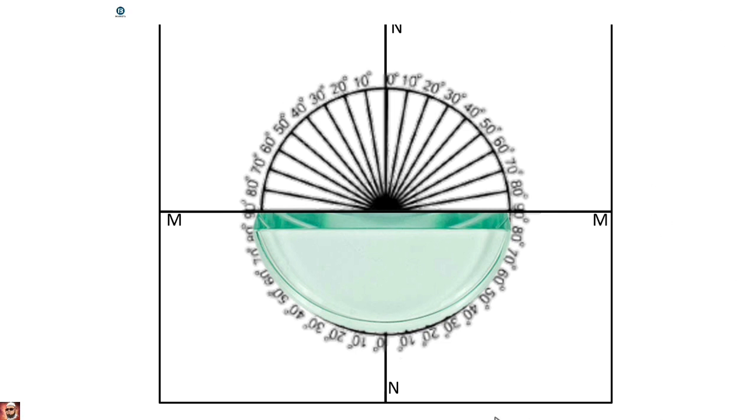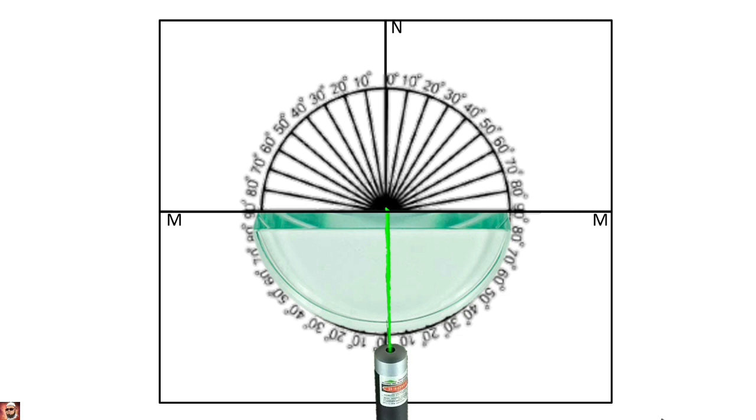Now, send the laser light from the curved side of the semicircular glass disc. This means that we are making the light travel from denser medium to rarer medium. Start with angle of incidence equal to 0 degree, that is along the normal, and look for the refracted ray on the other side of the disc.